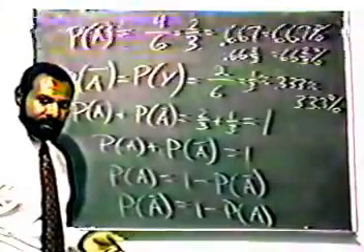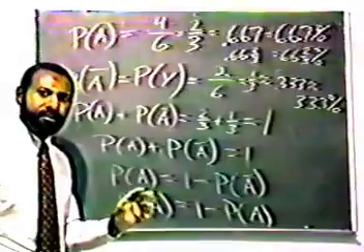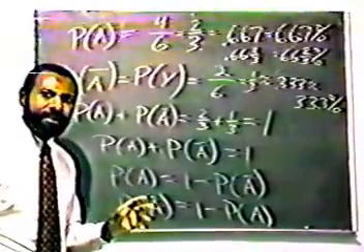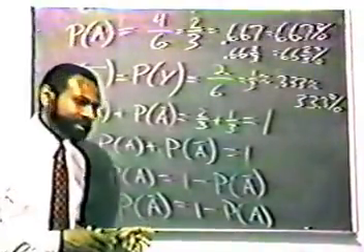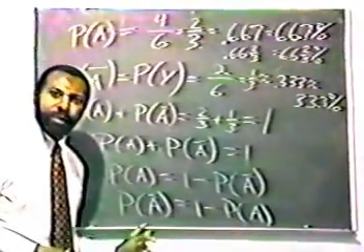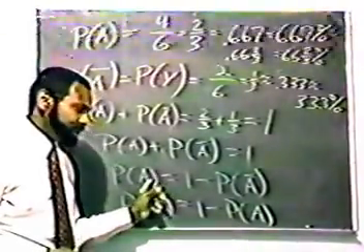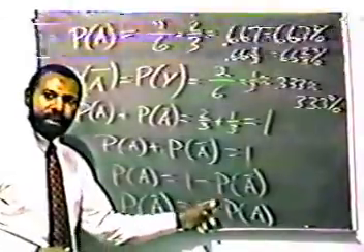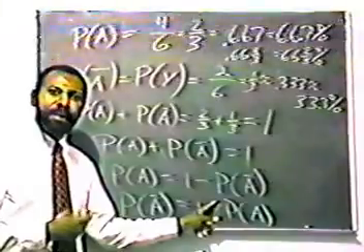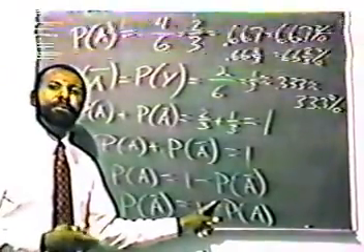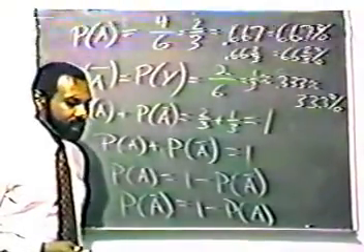Now, what does this tell us? This tells us that if we know the probability of an event, we can get the probability of the complementary event simply by subtracting the probability of the event from 1. That's what this formula here tells us. This formula tells us that if we know the probability of the complementary event, we can get the probability of the corresponding event by subtracting the probability of the complementary event from 1. So this will save us some time in figuring out our probabilities.